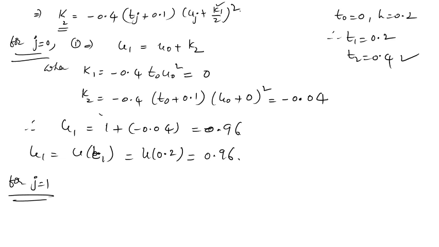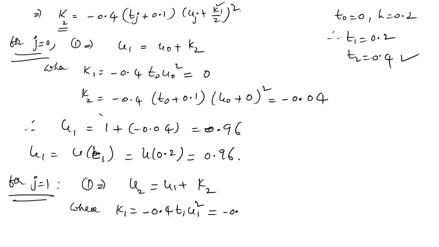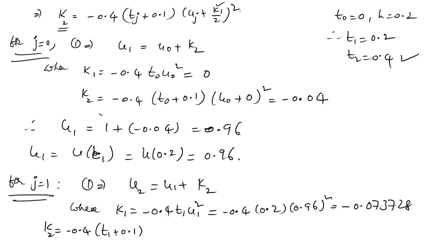Now for j equals 1, equation 1 implies u2, the originally required u of 0.4, equals u1 plus k2, where k1 equals minus 0.4 t1 u1 squared. Minus 0.4, t1 is 0.2, and u1 is 0.96 squared. So this is minus 0.073728. And k2 is minus 0.4 (t1 plus 0.1) times (u1 plus k1 by 2) squared. Substitute all the values and simplify, you will get k2 as minus 0.102262.